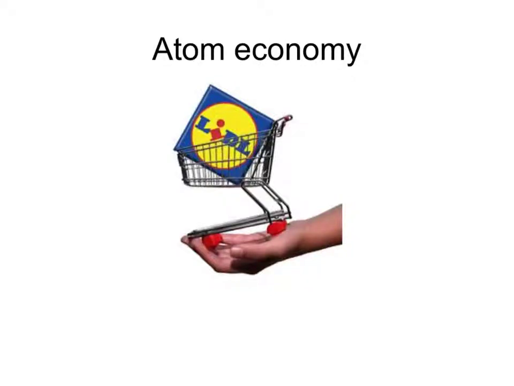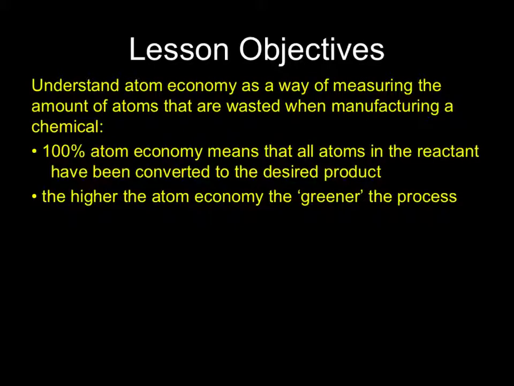This tutorial is all about atom economy. Atom economy is a measure of how many of the atoms of the reactants actually end up as atoms of useful product. This is the specification content: to understand that atom economy is a way of measuring the amount of atoms that are wasted when manufacturing a chemical, because 100% atom economy means that all the atoms in the reactants end up in the products. And industry wants high atom economy because that means it's a greener process and less of the reactants are wasted.